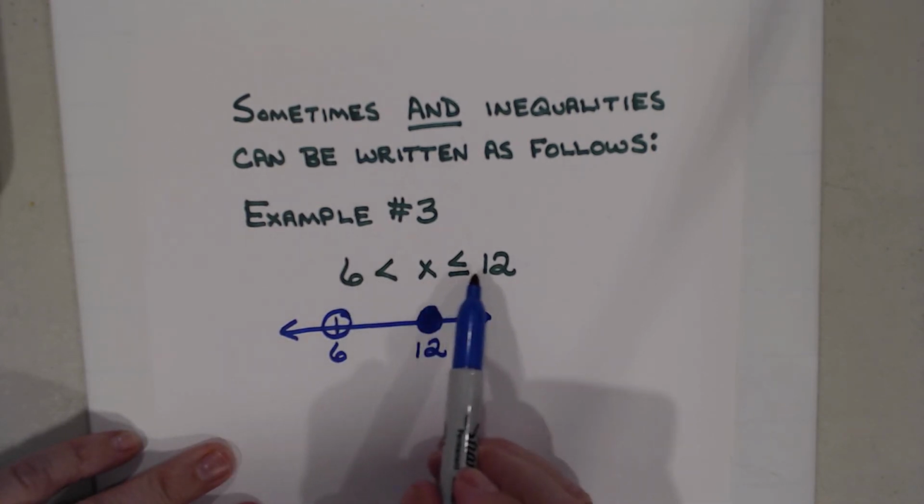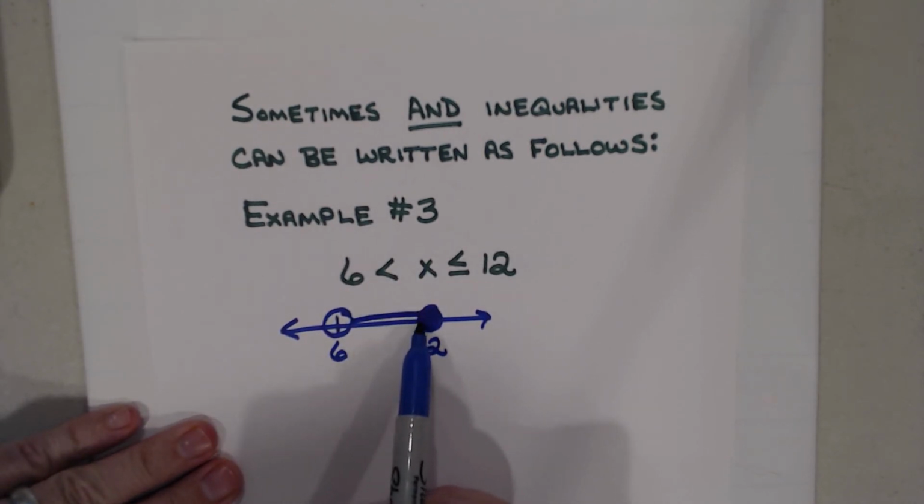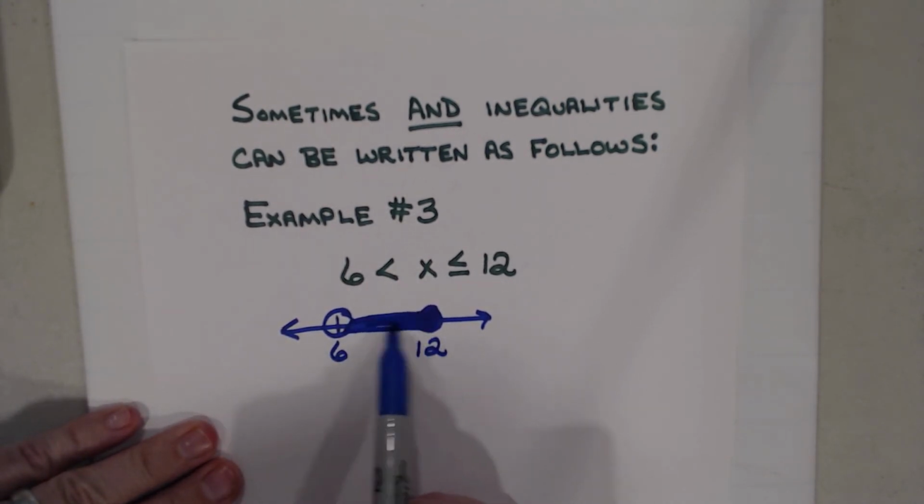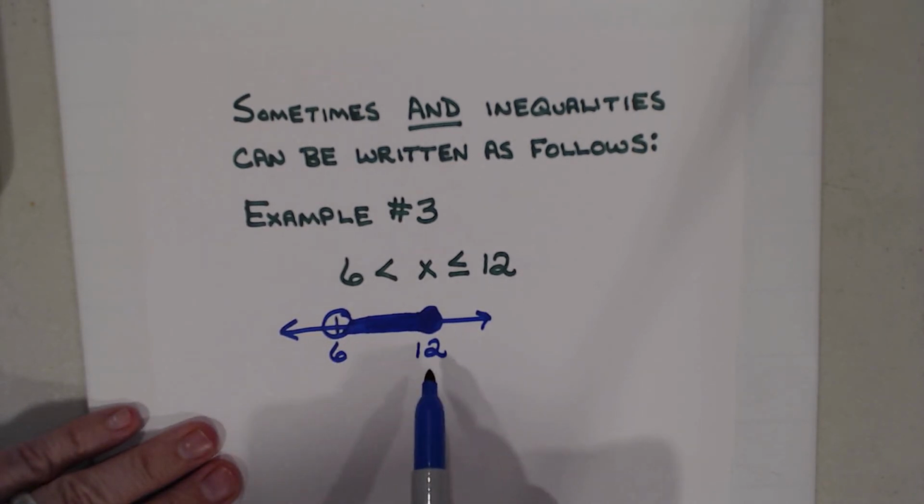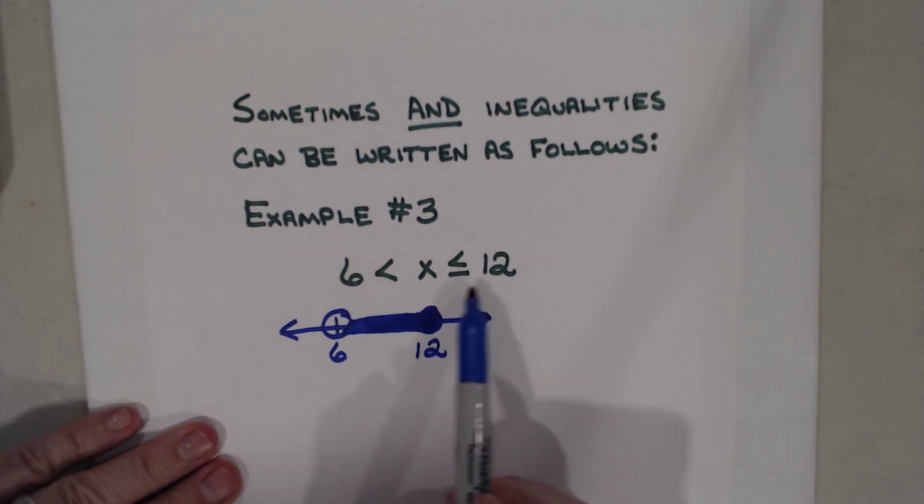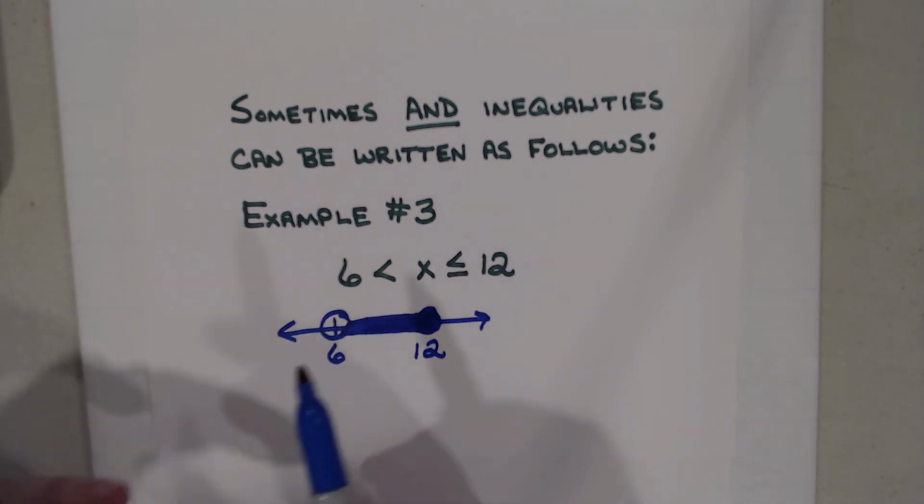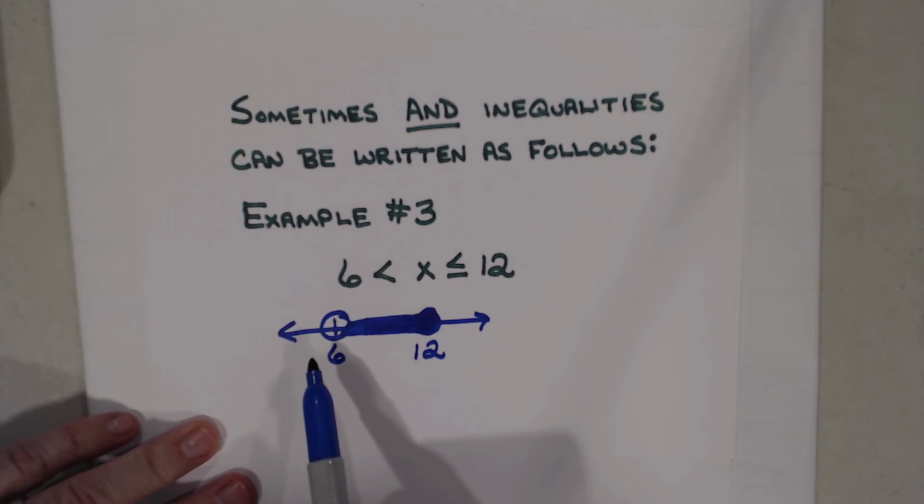And when they put it all together like this, that is an AND problem. That means I'm going to shade all in the middle here. That means all the answers in between 6 and 12, and including 12, is an answer. So these problems like this that are all put together to where it's not separated, these are AND problems.